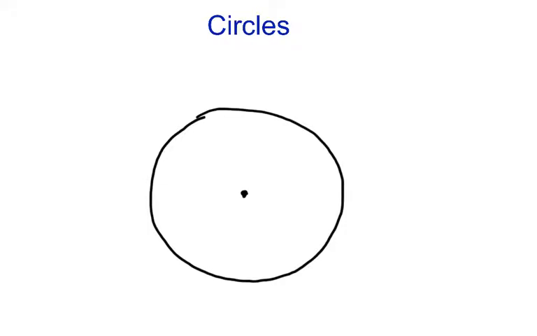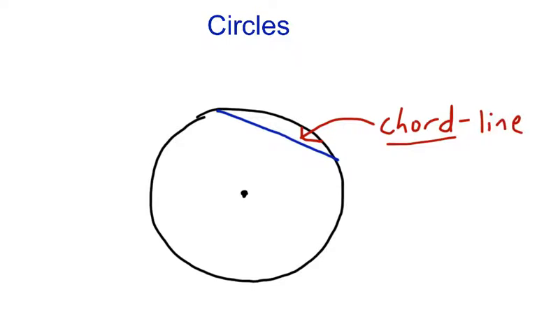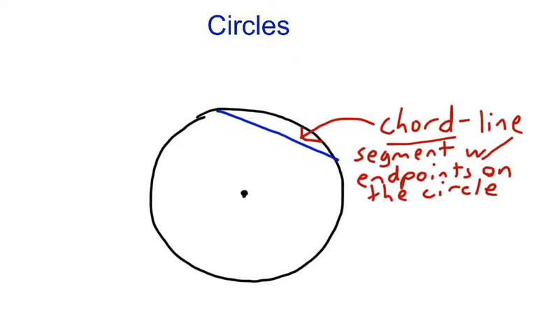And the first term I want you guys to know is a chord. And I like to play guitar chords, but here we just have a chord is just going to be a line segment with endpoints on the circle. So the chord is a line segment with endpoints on the circle.